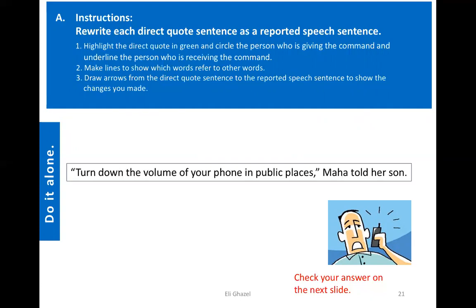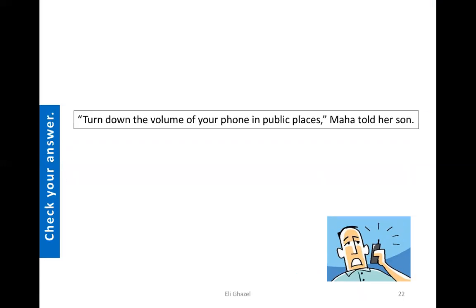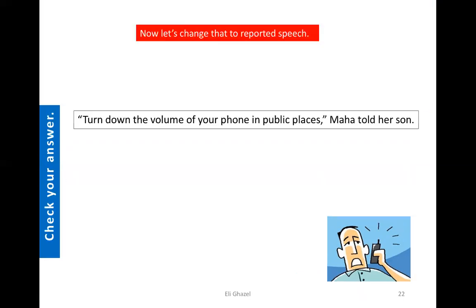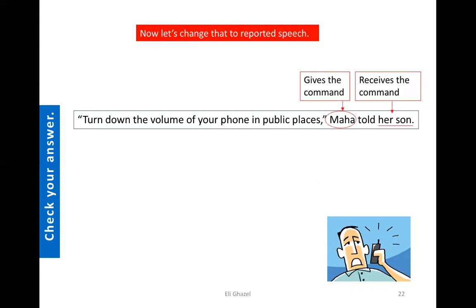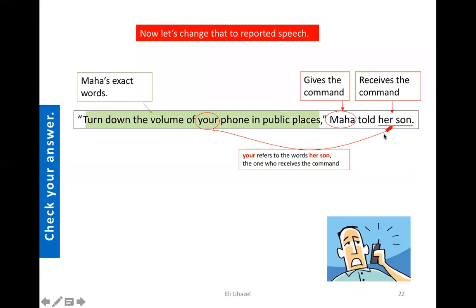Now, after they finish, let's check and see how it's converted. First, who gave the command and who received it? You got it here. And the exact words here. So when we put that in reported speech, we've got to go, Maha told her son. But her son and your are the same. When she said, turn down the volume of your phone, the your is addressing her son. So when we put it in reported speech, we've got to reflect and change the your to reflect son.